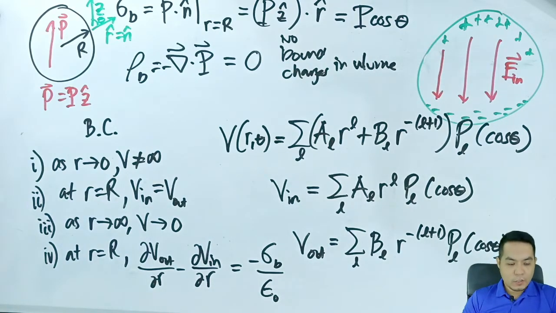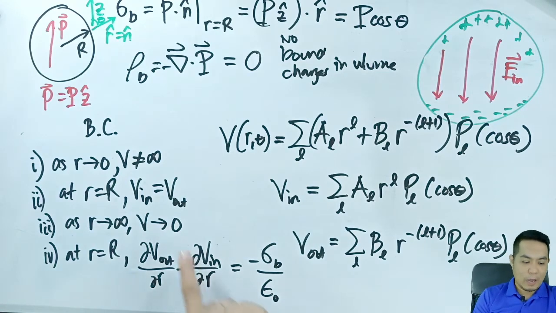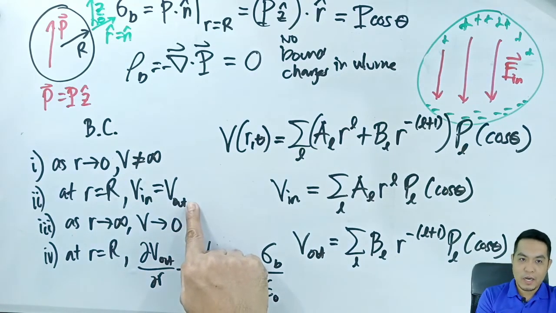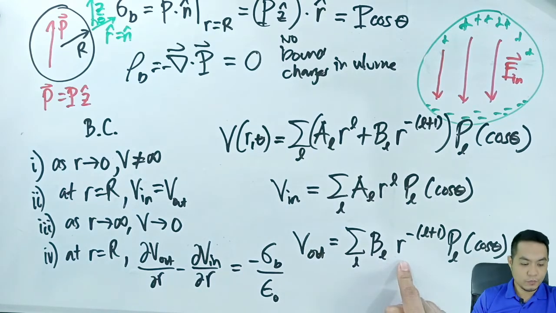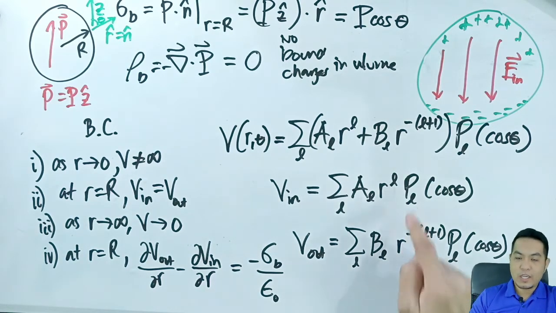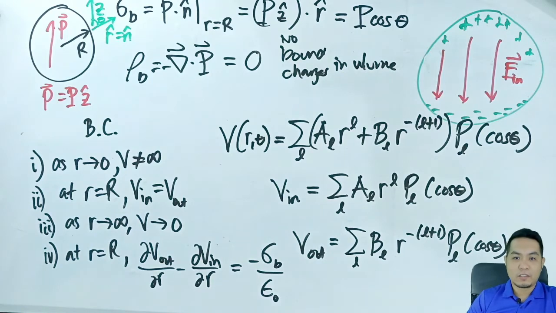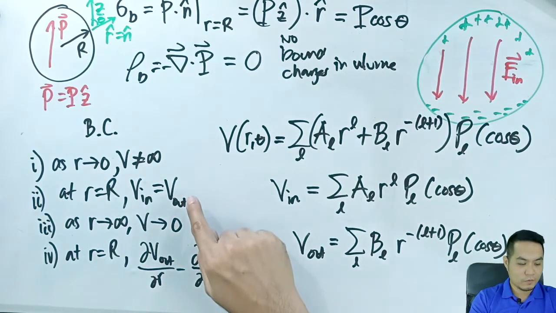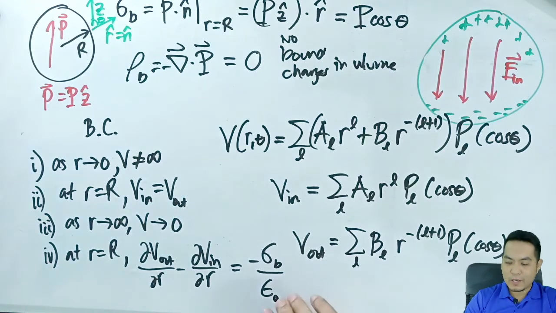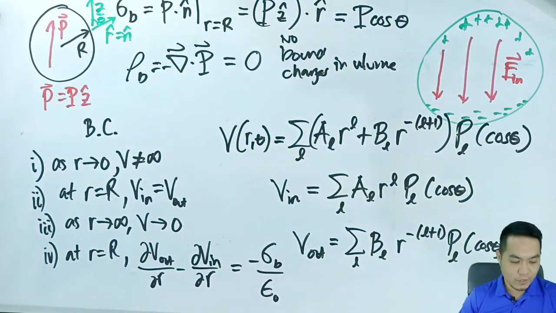Okay, so this will now be our starting point. We need to apply boundary condition 3 at r equal to capital R. So equate these two. It should be equal at r equal to capital R. I'm going to solve just applying boundary condition 2, and I will leave the rest to you.